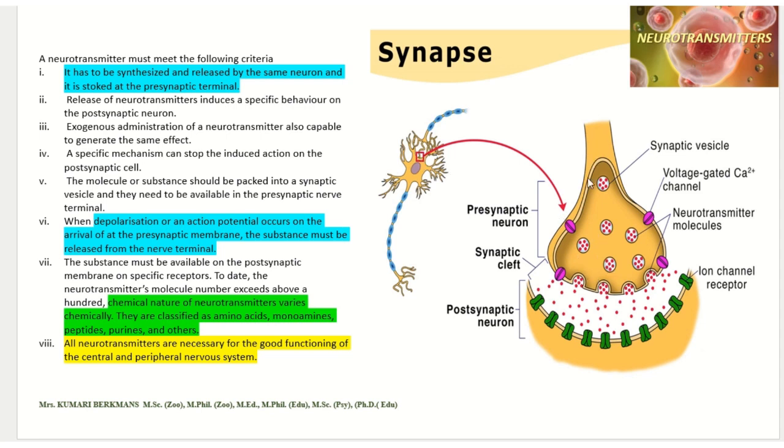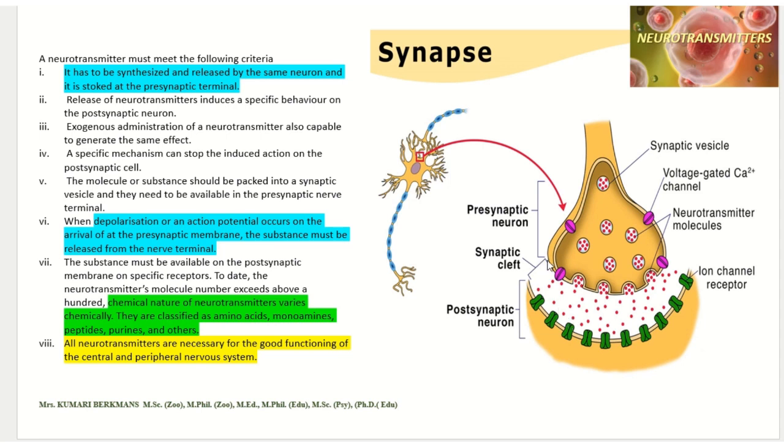I told you already that the neuron which releases the neurotransmitters is called the presynaptic neuron, and the neuron which receives the neurotransmitters is called the postsynaptic neuron. You can see the neurolemma, that is the plasma membrane of the neuron, possesses many sites. These sites are called ion channel receptors. These are ready to receive the neurotransmitters.